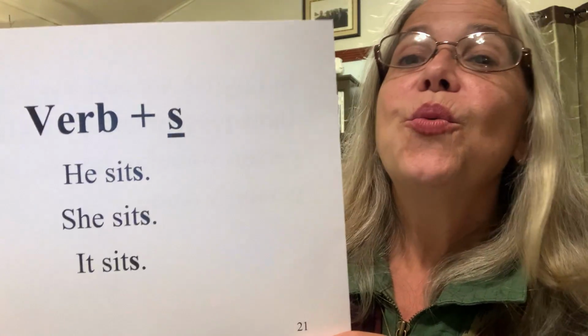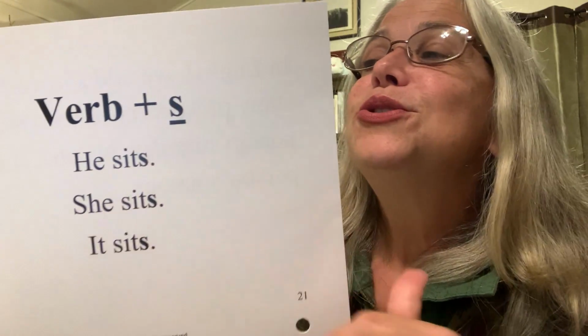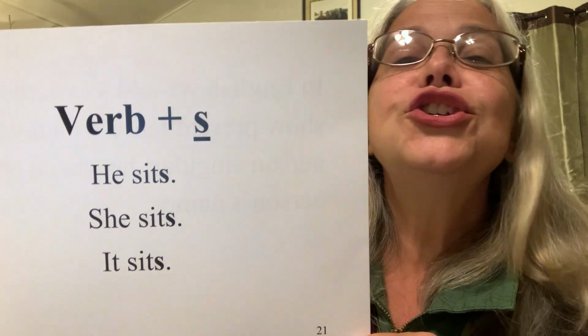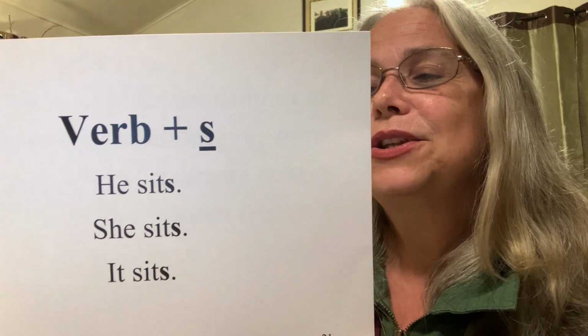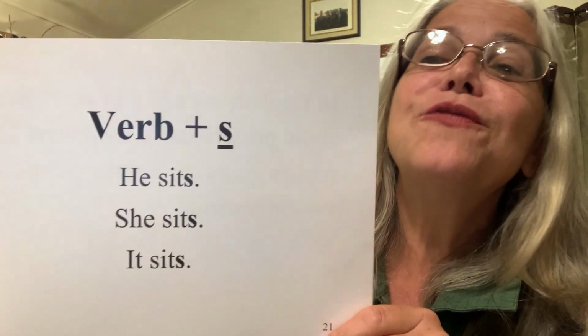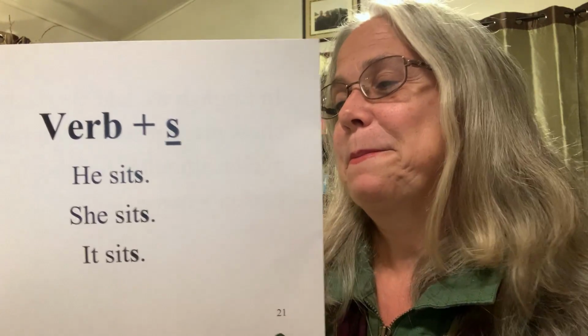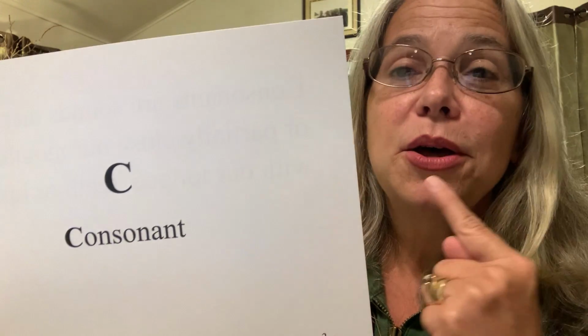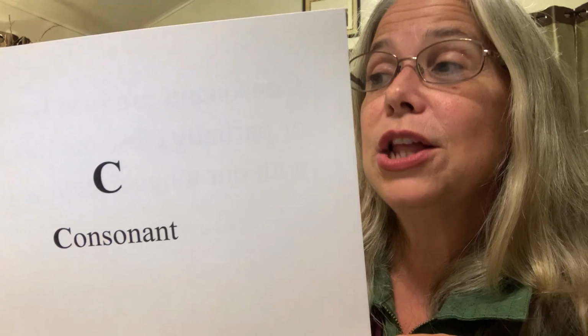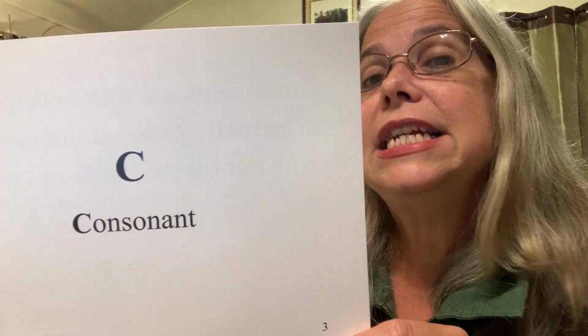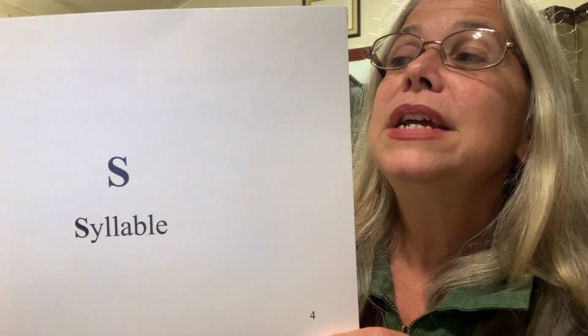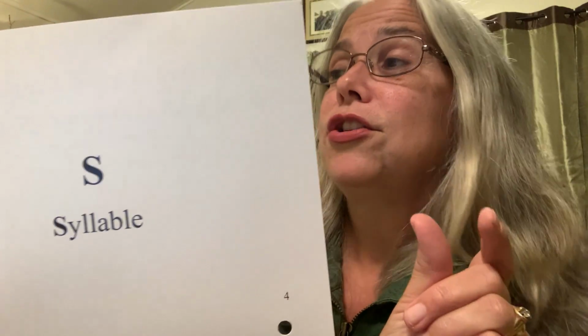In English, we add S to the end of verbs to show present tense with third person singular. For example, a he or a she or it or someone's name. Consonants are sounds that close or partially close our mouth with our tongue, our teeth, or lips. A syllable is a word or part of a word with one vowel sound.